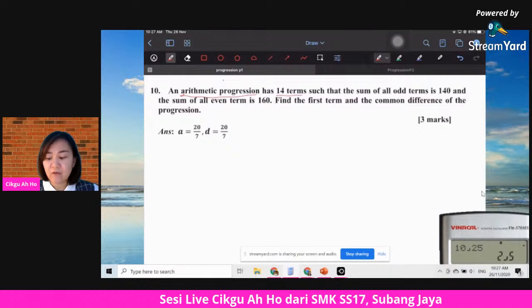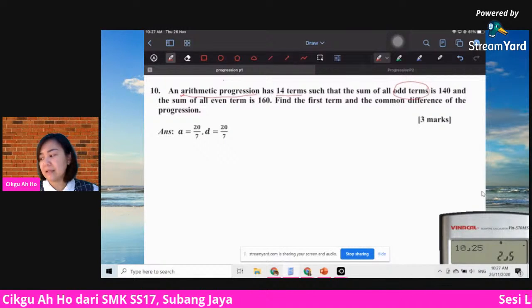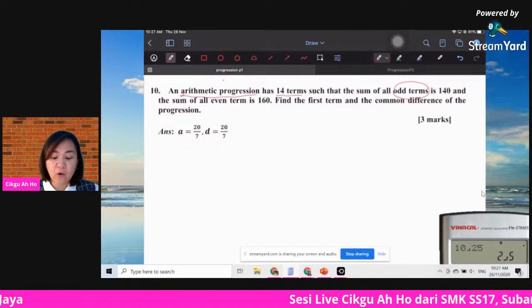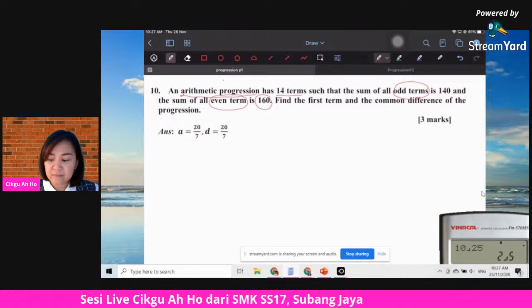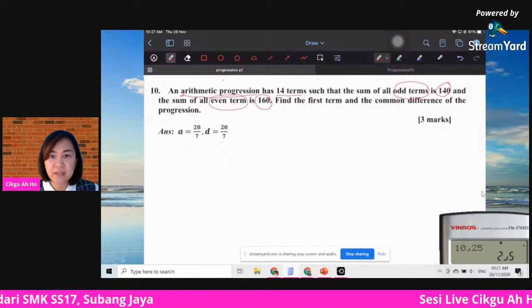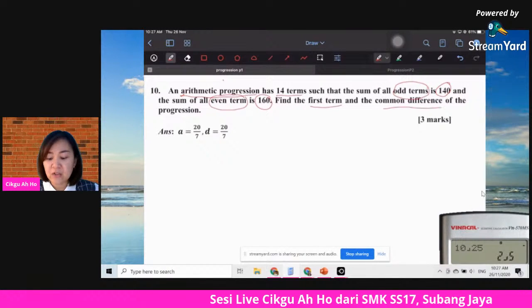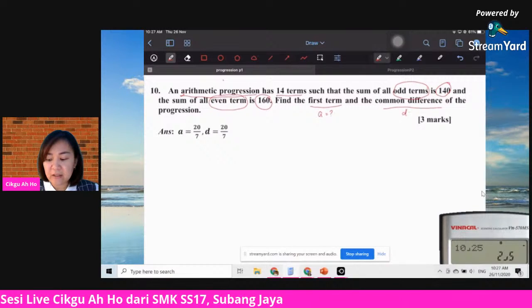Such that the sum of all odd terms is 140, and the sum of all even terms is 160. Okay, I circle all the information given from the question. Find the first term and the common difference. So they want to find A and D.